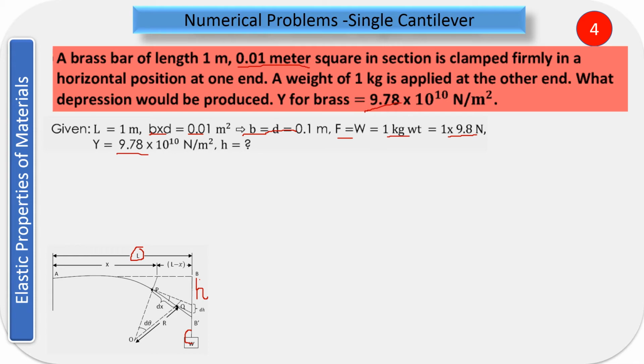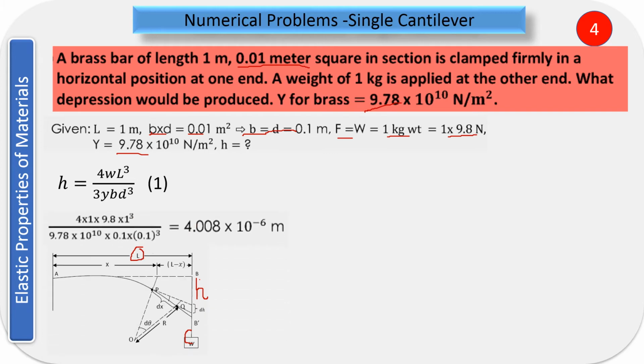Young's modulus of the material has been given. So just apply your formula. What is the formula that you know? H equal to 4W into L cube upon 3Y, Y is your Young's modulus, B D cube. Substitute all those values. So if you substitute 4, W, so 1 into 9.8, L is your 1 meter, so 1 cube, 3 into Y, this is the value of the Y that has been given. The cross sectional area has been taken over here, and this is your D cube that has been taken over there. So if you substitute all these values, you will get 0.008 into 10 power minus 6 meter.